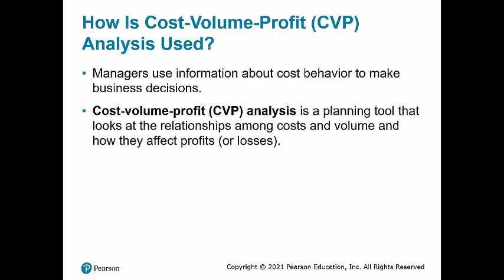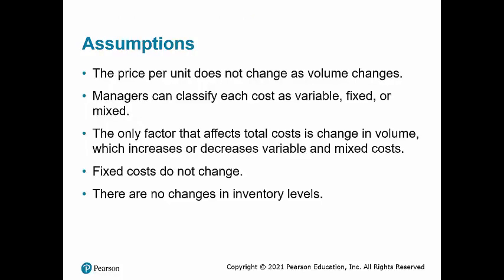There are 5 assumptions that are made with cost, volume, profit analysis. First, the price per unit does not change as volume changes. For example, Smart Touch Learning assumes that all tablets will sell for $500 each. Second, managers can classify each cost as variable, fixed, or mixed. Another assumption is that the only factor that affects total cost is change in volume, which increases variable and mixed cost. For example, Smart Touch Learning assumes that the variable cost per tablet is $275.